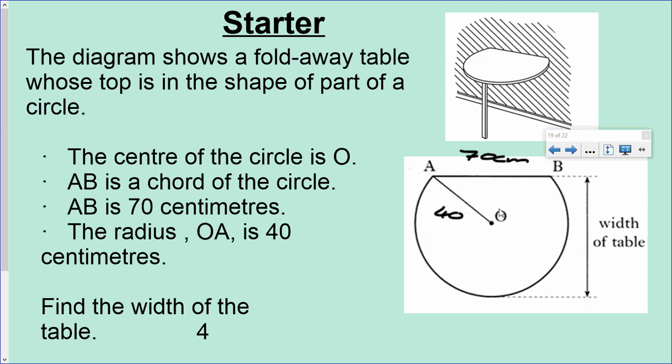So the first thing I want to do is try and make a triangle by connecting another radius to the other end of the chord there. So if that's 40, then this is 40. Now, we want to try and find a right angle triangle, so we're able to use Pythagoras. So we want to split this in half. And then we can go from there.